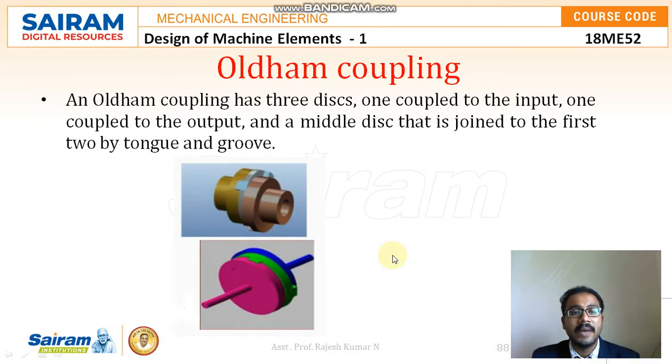The next one is the Oldham coupling. An Oldham coupling has three discs of different size and shape, which we can see here in the image: one coupled to the input, one coupled to the output, and a middle disc that is joined to the first by tongue and groove. One is for the input, one is for the output, and the middle one is the tongue, which is connected with the groove. This is an image which I took from a CAD drawing, where it is commonly used.